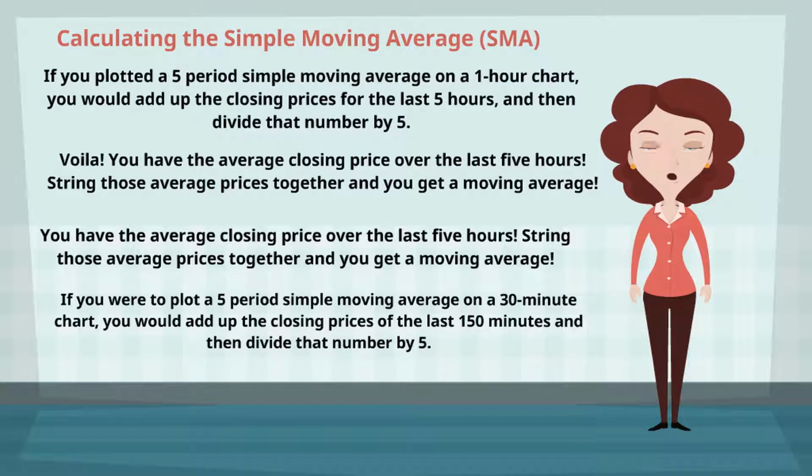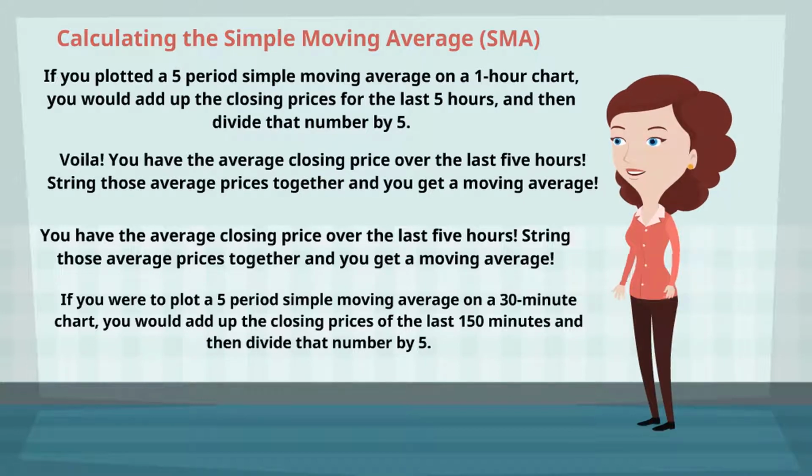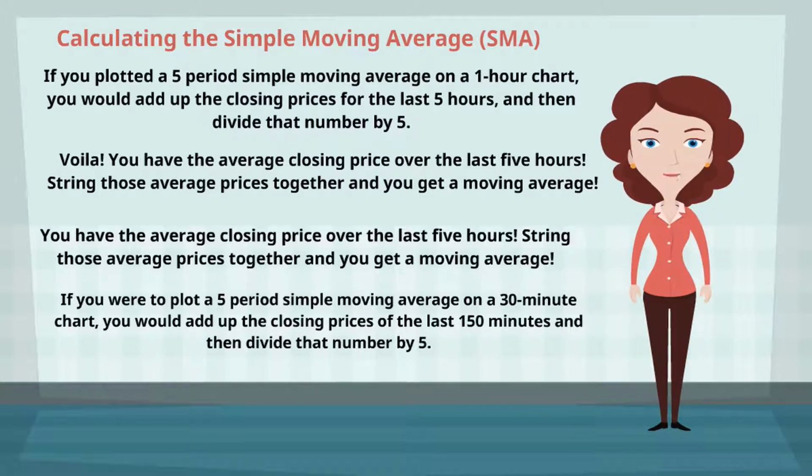Let me tell you about calculating the simple moving average. If you plotted a 5-period simple moving average on a 1-hour chart, you would add up the closing prices for the last 5 hours, and then divide that number by 5. Voila! You have the average closing price over the last 5 hours. String those average prices together and you get a moving average.